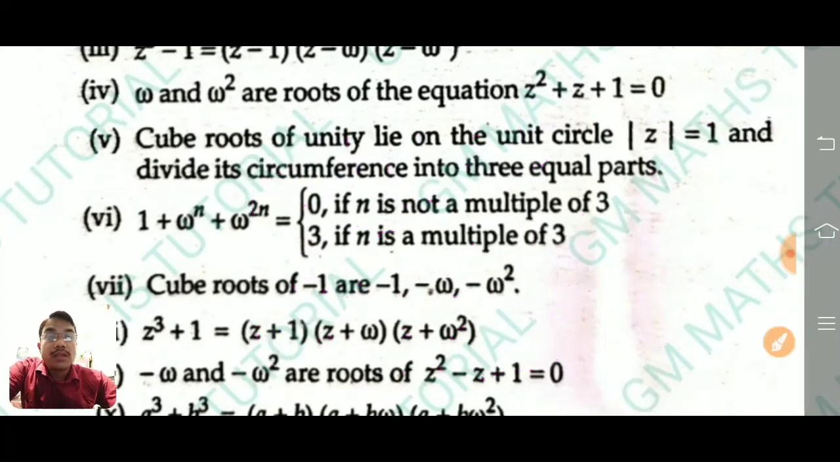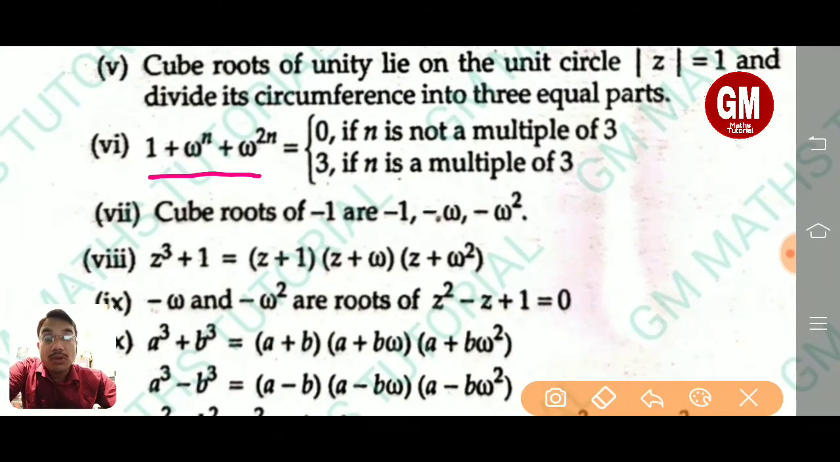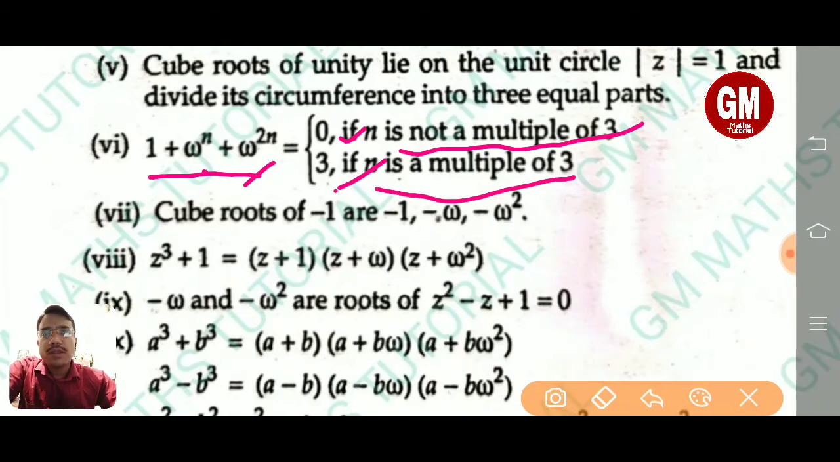Okay. Now let's see next, property number 6, a very important property which can also be verified: 1 plus omega power n plus omega power 2n is equal to either 0 or 3. Either 0 or 3 means what? It is 0 if n is not a multiple of 3, and it will be 3 when n is a multiple of 3. We verify that. How can we say that this value is equal to 0 or 3?